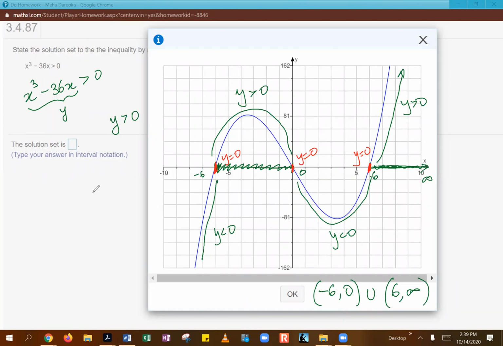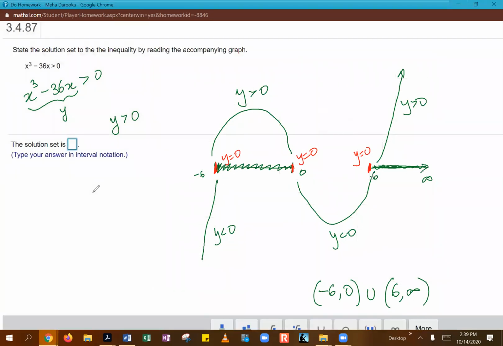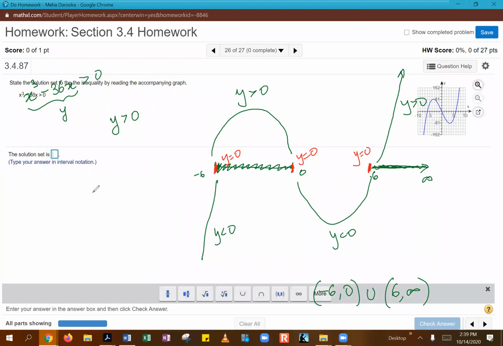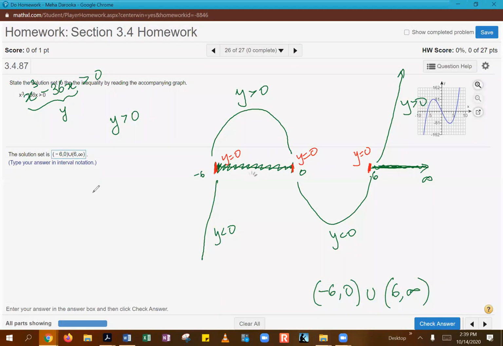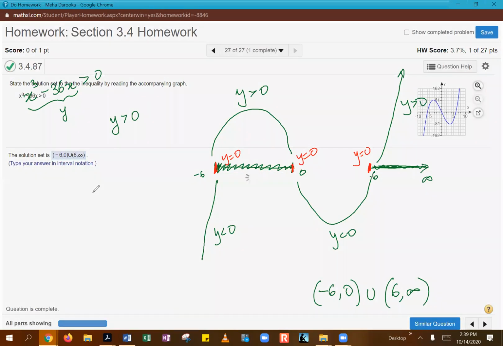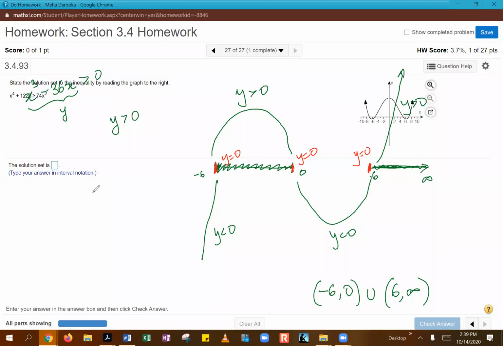Alrighty, so let's plug this answer in. So we are looking at -6 to 0, union +6 to infinity, and not including our endpoints. Okay, very nice.